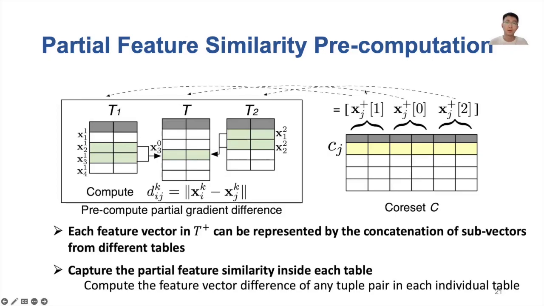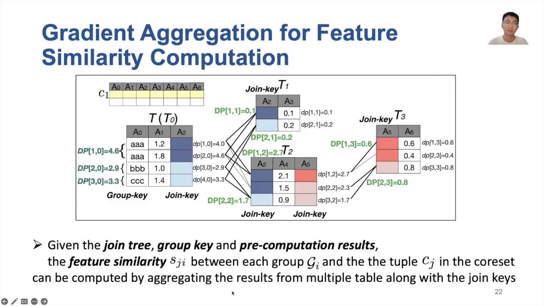The reason we can precompute the partial feature similarity is that each feature vector in T-class can be represented by the concatenation of subvectors from different tables. Intuitively, to capture the feature difference in T-class, we can first compute the partial feature similarity inside each table. Hence, we push down the computation to each individual table as a precomputation step. To be specific, for each table, the feature vector difference of any tuple pair is computed.